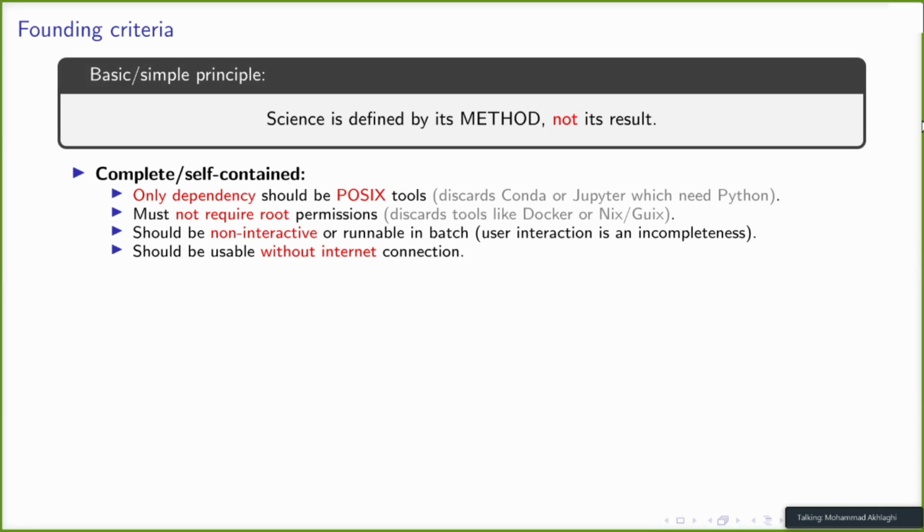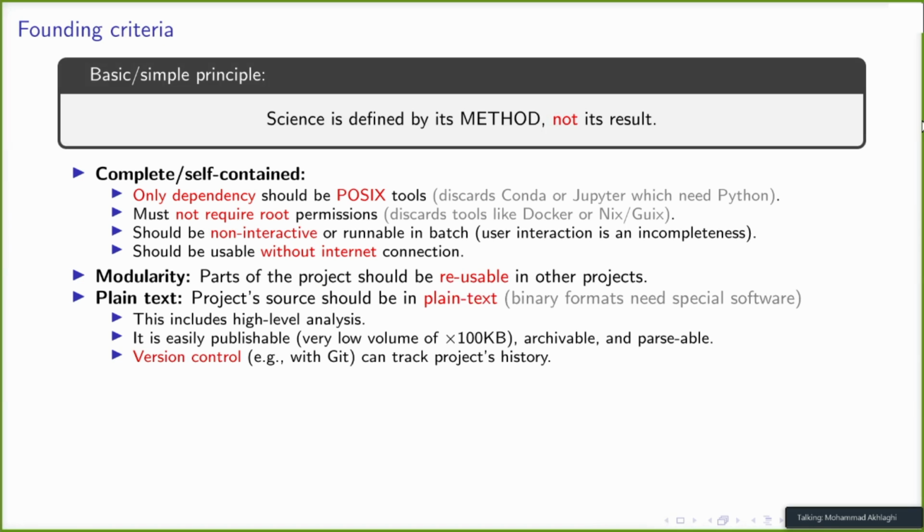It should be doable without an internet connection. So all the components of the analysis should be able to be kept on one computer, as far as the volume and things allow. Okay, it should be modular. It should be in plain text, because this is an important thing that I'll touch upon in a few slides later as well. It's very important that the project be in plain text, because binary formats need special software, and that software is going to be deprecated. Plain text is not.